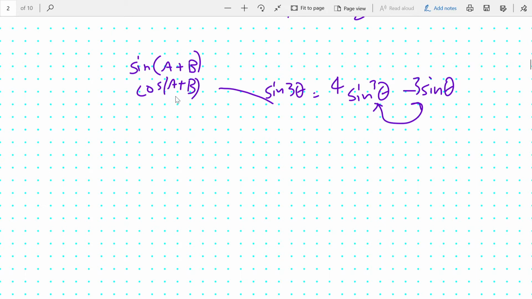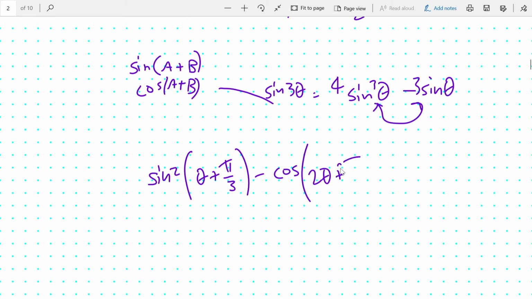Because the questions that you'll be dealing with can often come in multiple parts, and they might ask you to prove, for example, that cos 2 theta is 1 minus 2 sine squared theta, and then you'd have to use that identity in another equation. Like, say you had your equation and it was, for example, sine squared theta plus pi over 3, and then minus cos 2 theta plus 2 pi over 3. And of course, one is 2 times the other.